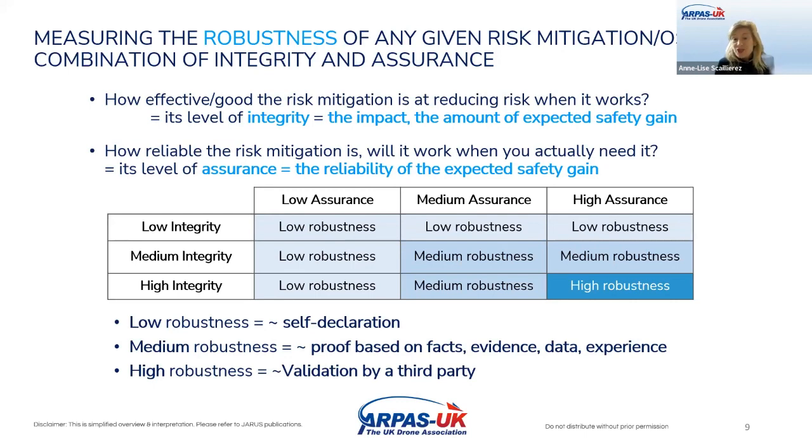And also you have an increase in level of robustness from low, medium to high level of robustness, depending on the level of achievements for a combination of the assurance and integrity. In other words, to move from a low level of robustness to a medium level of robustness, you must demonstrate both a medium level of assurance, the safety gain, and a medium level of integrity, the reliability of that gain. Generally speaking, to demonstrate a low level of robustness, you must essentially declare that you meet that level. So it's self-declaration by the drone operator when submitting its SORA application. To demonstrate a medium level of robustness, you must provide proof, facts, evidence, data, experience. And then to demonstrate a high level of robustness, you must provide a validation of that proof by a third party.